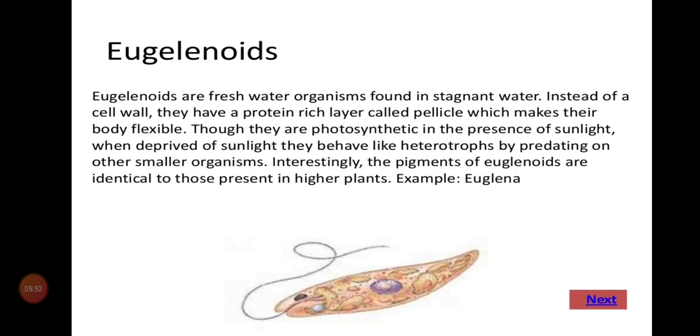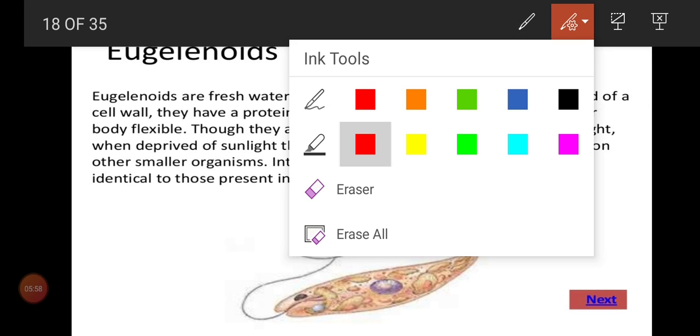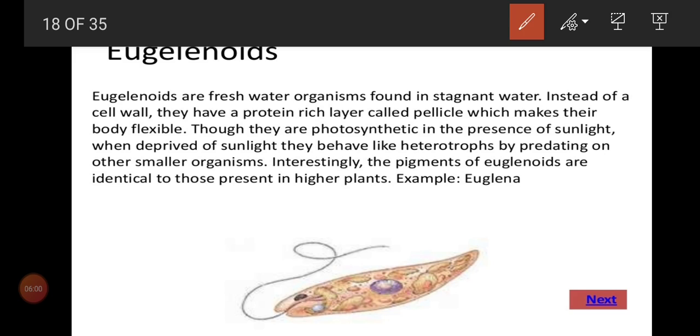Next we'll move on to the next category, euglenoids. So this euglenoids I have already told, it contains characteristics of both plants and animals. Here we can see the presence of two characters, plant also, animal also. Why? I'll tell the points and you will be able to understand clearly.